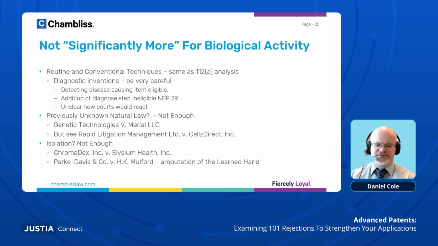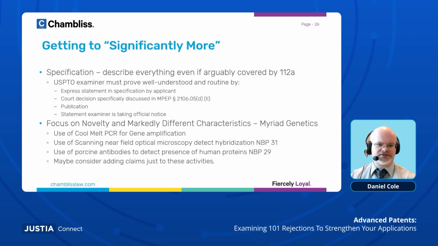Rapid Litigation Management is a little different. It seemed like maybe what they were saying was that they found an unknown natural law. Exactly where the line between those two cases is, is difficult to judge. If you're just isolating it, however, remember we're no longer in the Learned Hand world. That is not going to be enough. We have amputated the Learned Hand here. Parke-Davis and Company v. Mulford and ChromaDex v. Elysium Health would be the cases there to look for that.